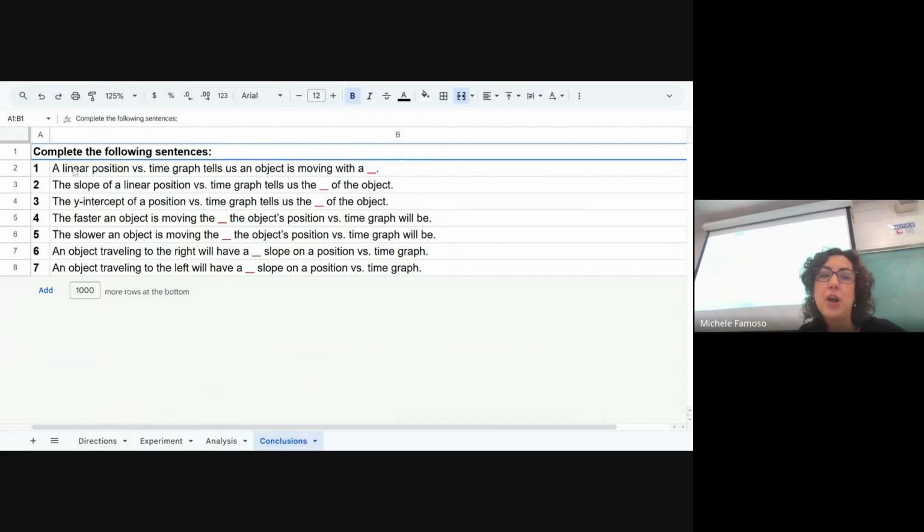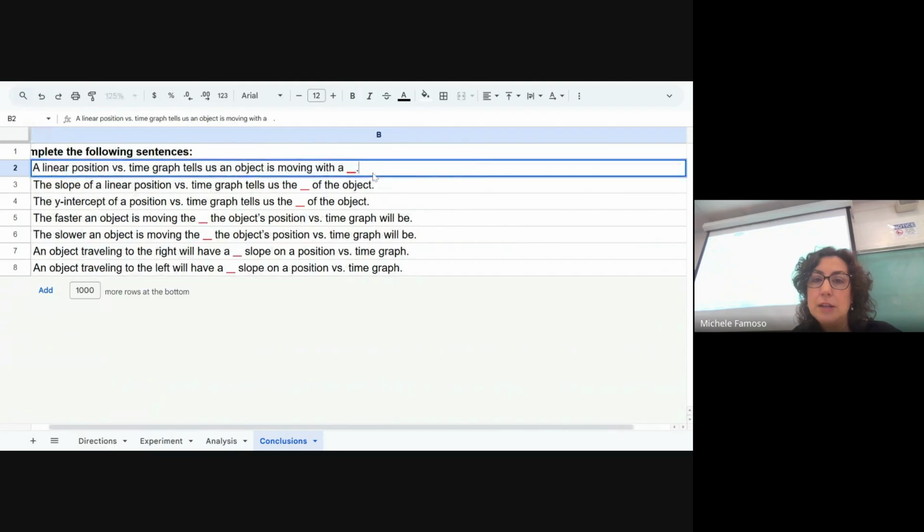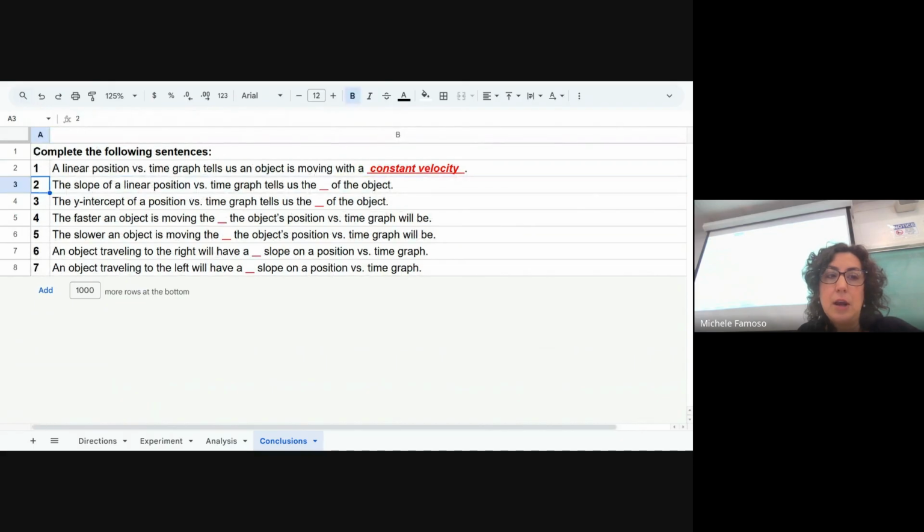Let's do this together. Number 1, if you have a linear position versus time graph, that tells you the object is moving with a what? Thank you, Nikki. That's correct. With a constant velocity. So let's put our cursor in the middle of that red line and type constant velocity. All right. Statement number 2.